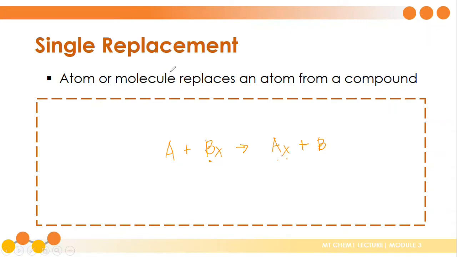This is what we call the single replacement. We are replacing another atom in a compound. How do we know which one is being replaced? We follow the activity of metals. What is the activity of metals?